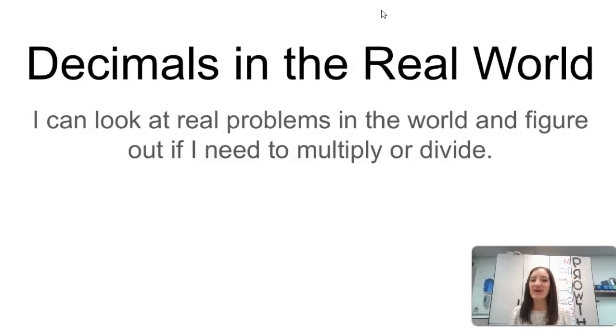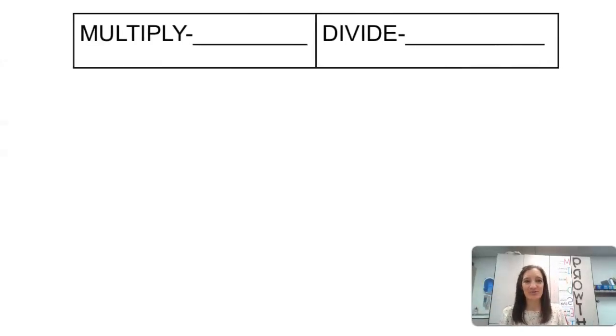Today we're going to work with more decimals in the real world. We're going to be able to figure out if we need to divide or if we need to multiply to figure out an answer to a real world question.